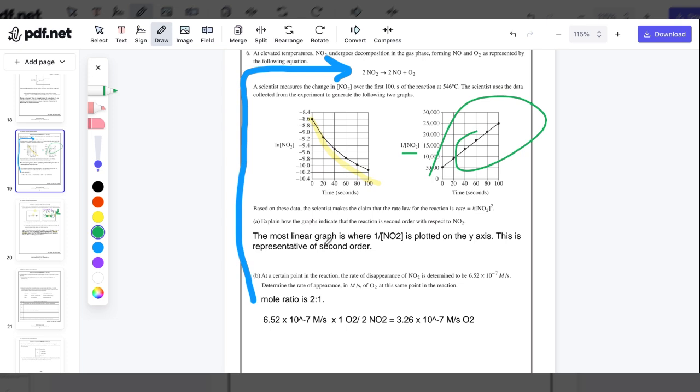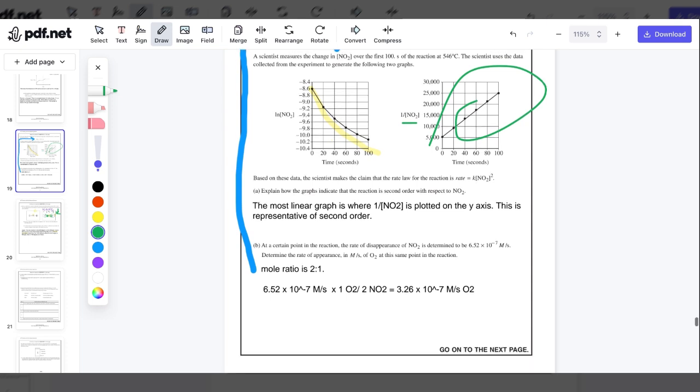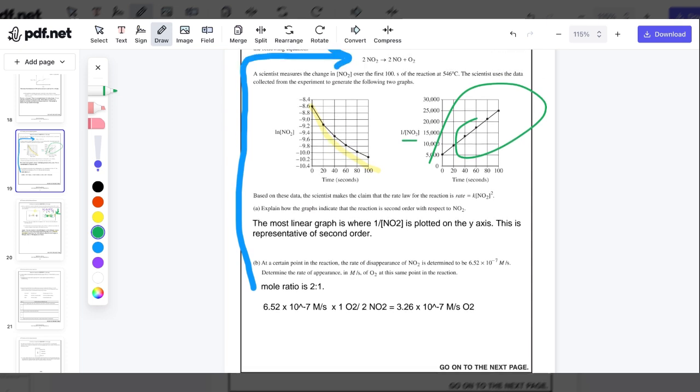stoichiometrically. So it looks kind of funky with the way I typed it out, but when you write it out, it'll probably make a lot more sense. So it's 6.52 times 10 to the negative 7. That's your starting value. So we start with that, and then we have times 1 mole O2 over 2 moles of NO2. You cross cancel, you multiply, and you should get 3.26 times 10 to the negative 7 M over s of O2. And make sure you keep your units, and that it should be 3 significant figures as seen right here.